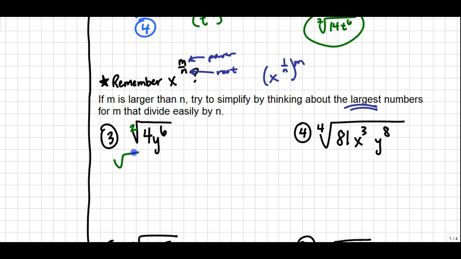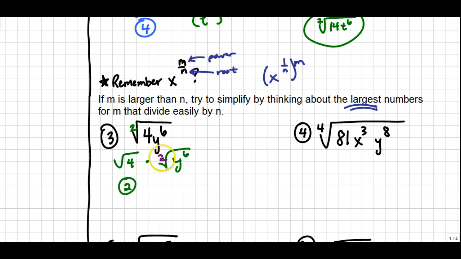This time everything's together under the radical, so our first step is to use the property in reverse. We're going to break them up. So I'm going to put the 4 and the y in separate brackets and multiply them together. So do we know the square root of 4? Well, yeah, that's a 2. So that one's finished.